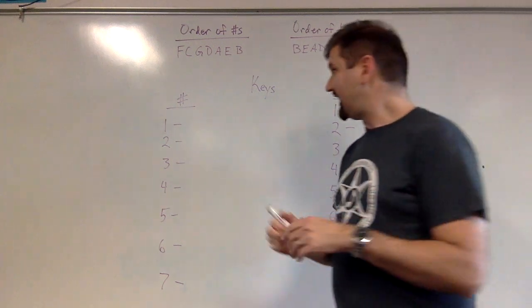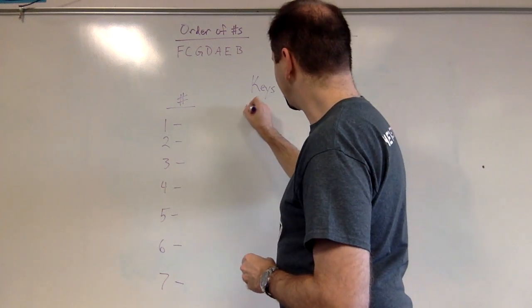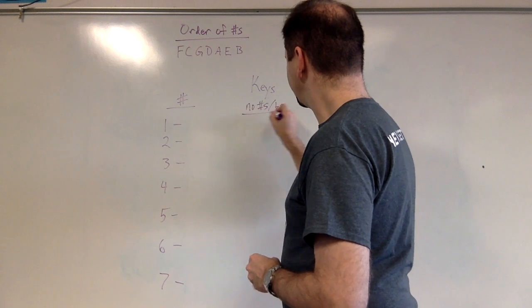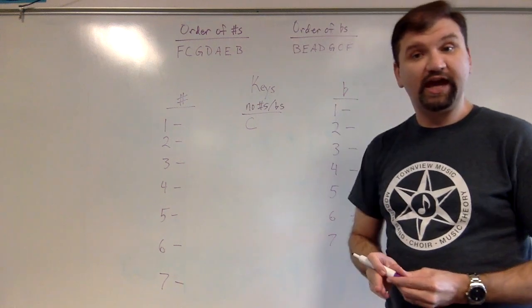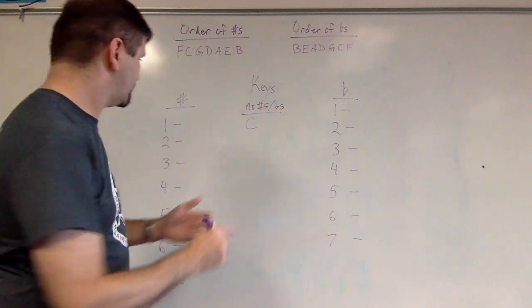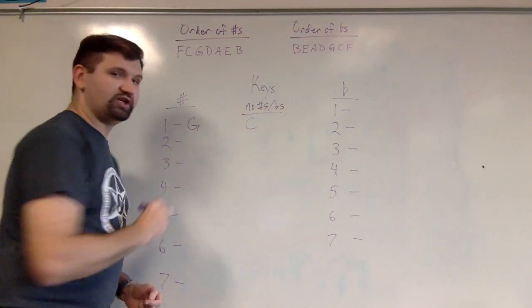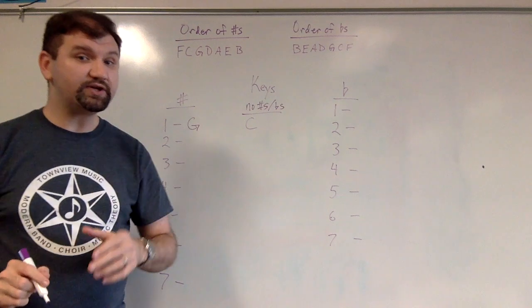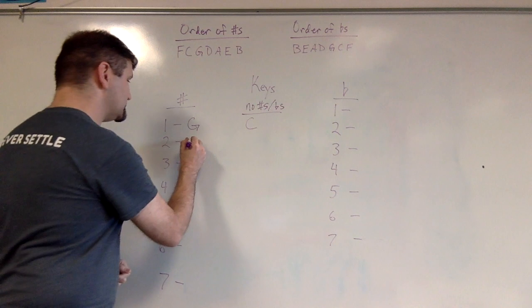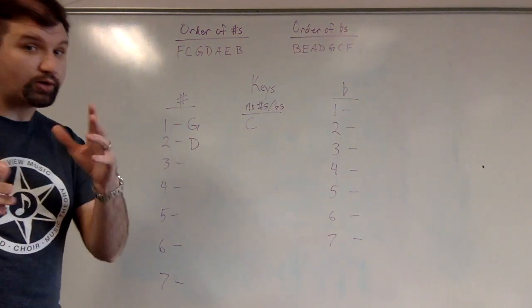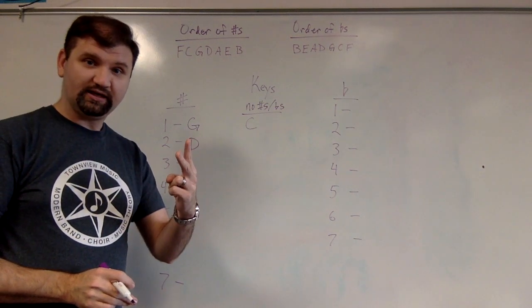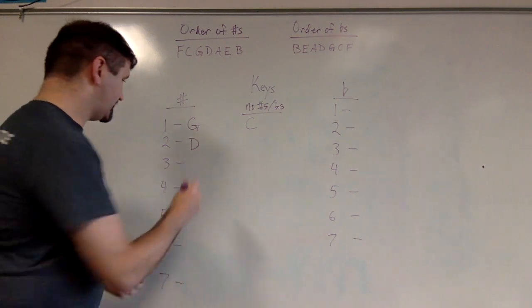If we start at the key that has no sharps or flats, that's C major. And if we go up to the fifth note in that key, C, D, E, F, G, we get one sharp, which is G major. And if we go up to the fifth note in that, G, A, B, C, D, we get D major, which is two sharps. And then if we go up to the fifth note in that key, D, E, F, G, A. Now we have A.